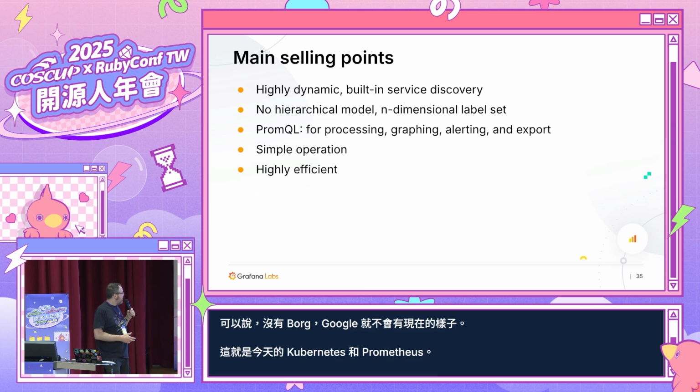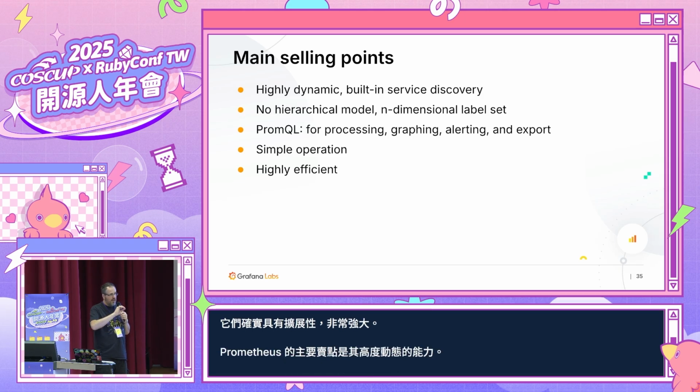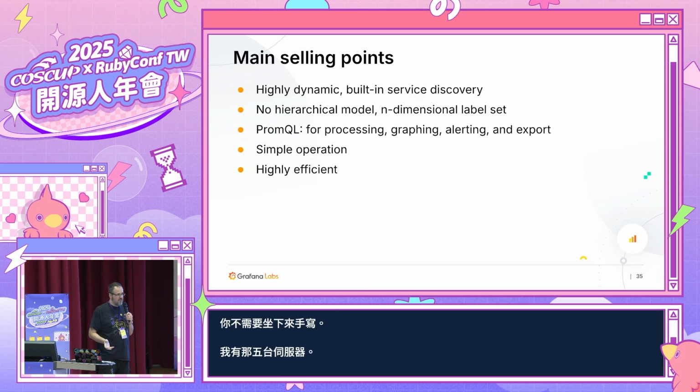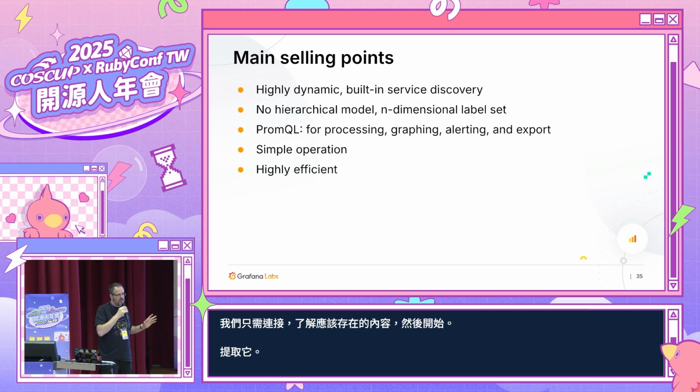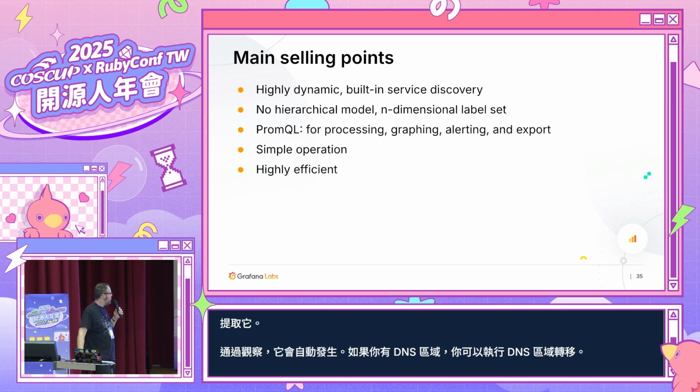Main selling points of Prometheus: it is super highly dynamic. It has built-in service discovery. You don't need to sit down and write down by hand, I have those 5 servers. There's plenty of systems where you just automatically tell Prometheus where to get this data, and it just does it. You can just tell it there's a Kubernetes that gets all of this. You can tell it, like all the cloud providers have interfaces. So you just connect and you know what should be there, and you start scraping it, observing it, and it just happens automatically. If you have a DNS zone, you can just do DNS zone transfer. There's dozens and dozens of ways to get a list of what should be monitored into Prometheus.